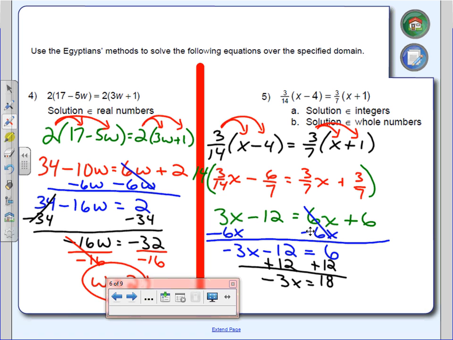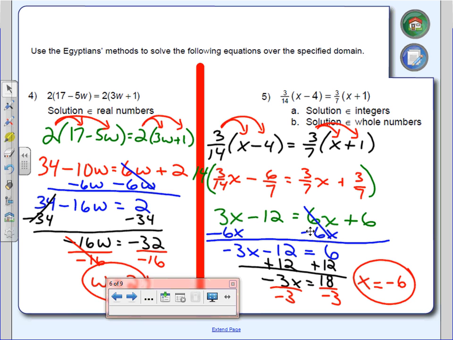And I got one last thing to do, and that's divide by negative 3. And what are you going to get when you divide by negative 3? 18 divided by negative 3 is a negative 6. So our final answer here is negative 6.